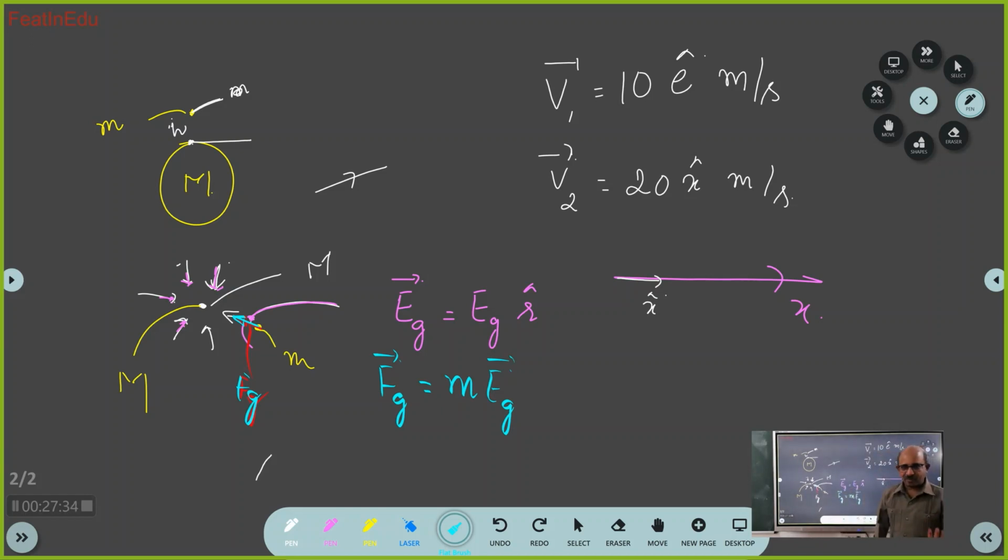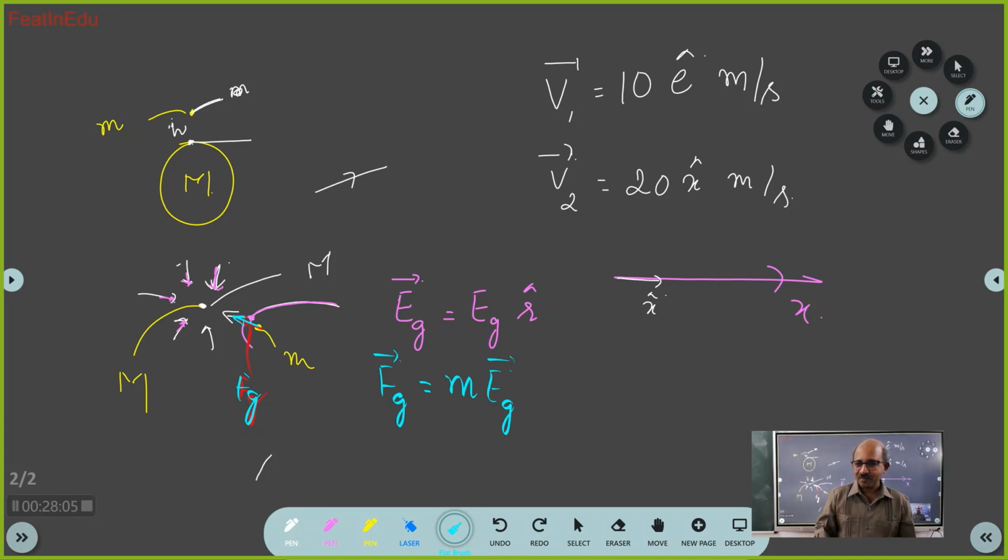What it means? See here. At this point, I have defined a vector Eg bar. Now, this Eg bar is representing the gravitational field. See, I told there is a gravitational field. Now, what is gravitational field? I told it is a region where bodies having mass will experience gravitational force. This is the qualitative definition.